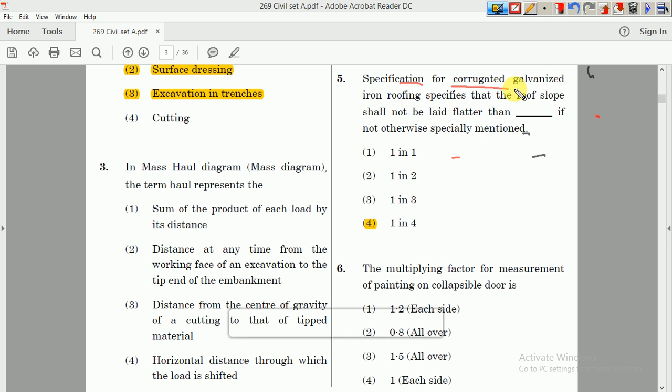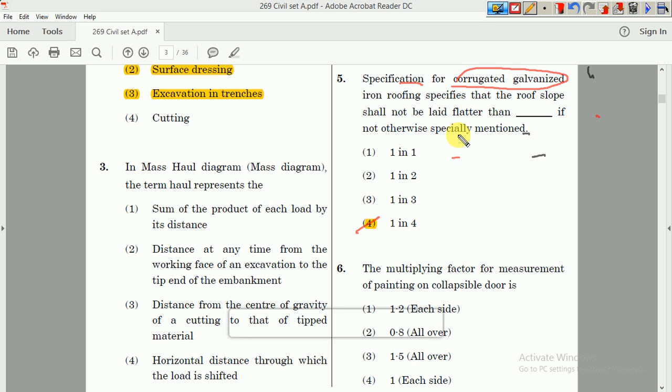Specification for corrugated galvanized iron roof sloping specifies the roof slope shall not be laid flatter than dash if not otherwise specifically mentioned. Okay, so the answer for this is 1 in 4.